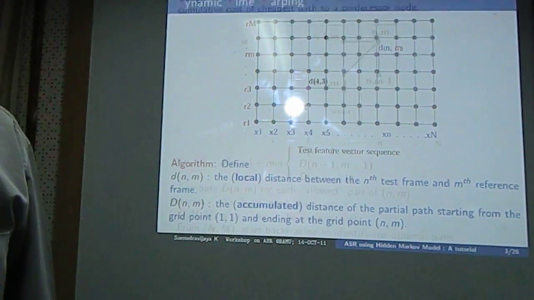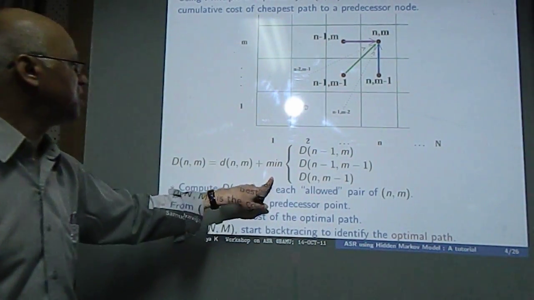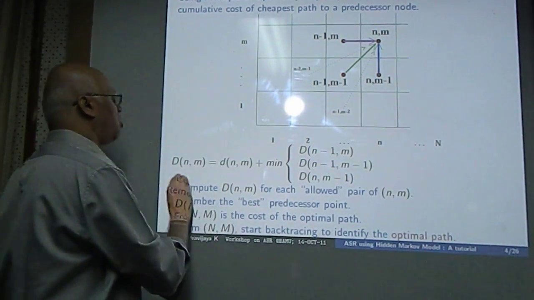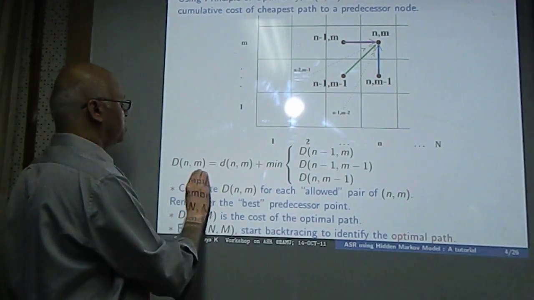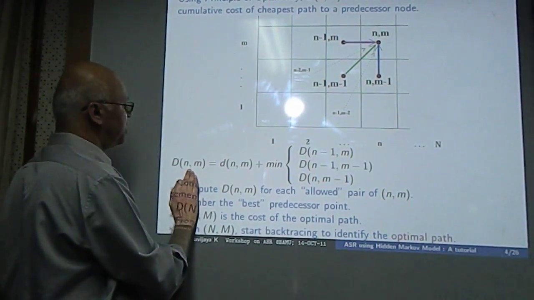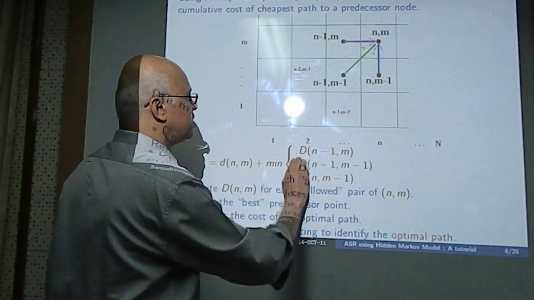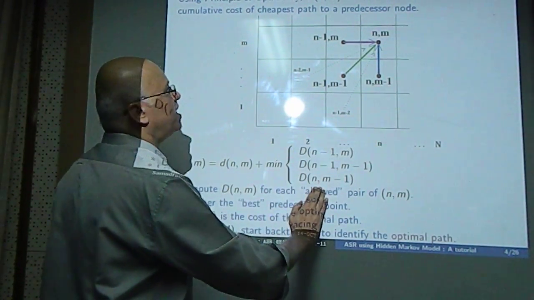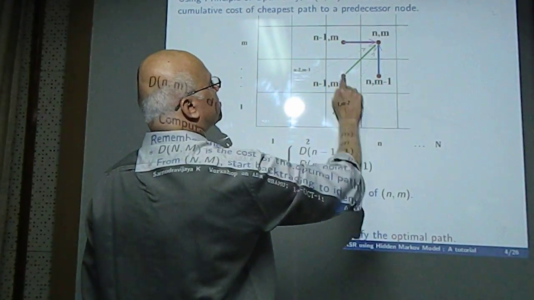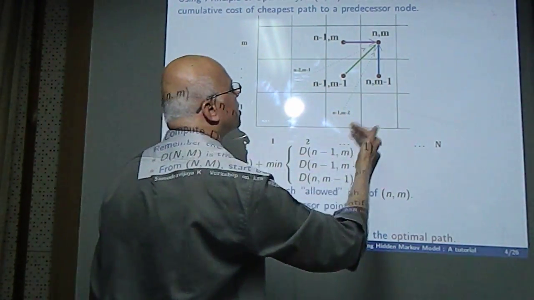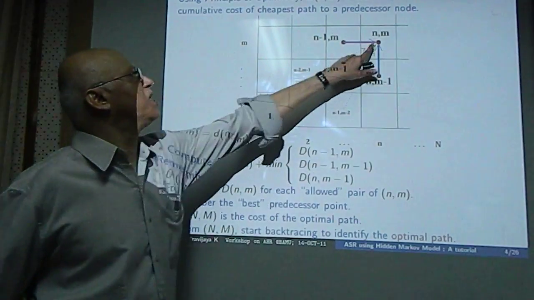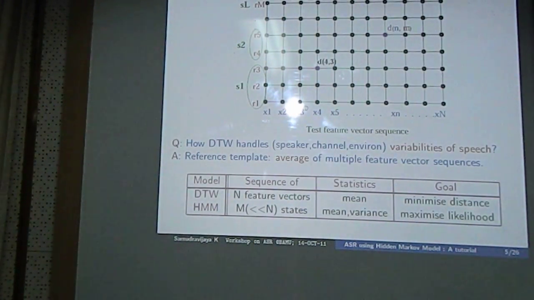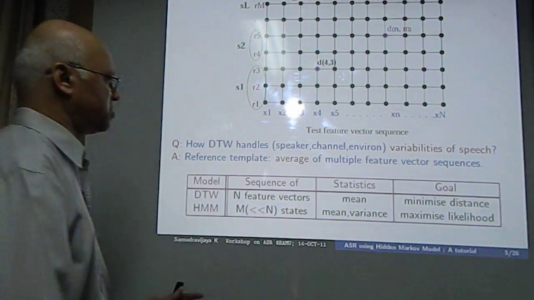And we resorted to this recursion to compute the partial accumulated cost of the optimal partial path ending at N, M, using the cost of optimal paths ending at previous grid points, either to the left or below the current grid point. And doing this, we could find the best path sequence.